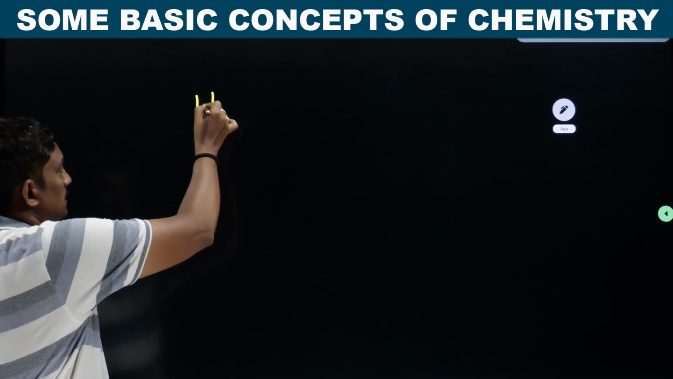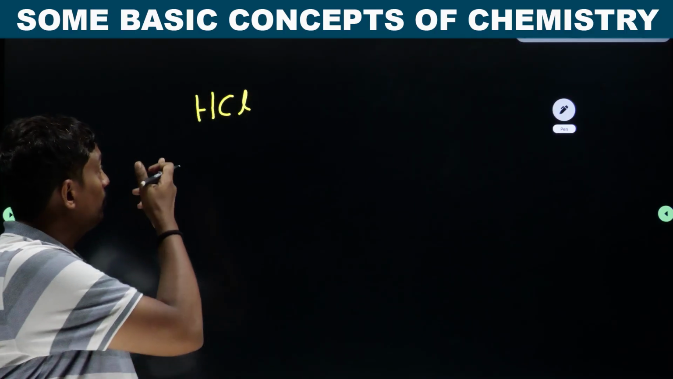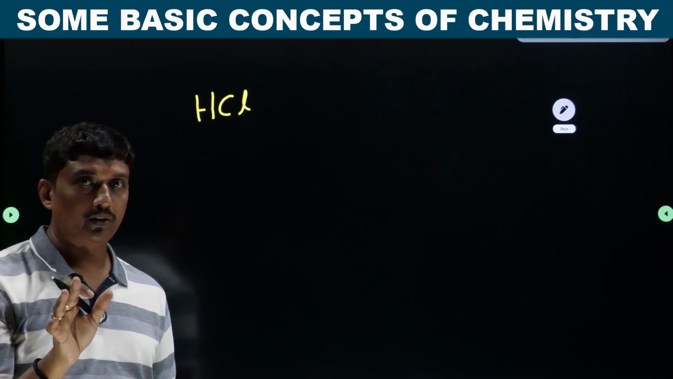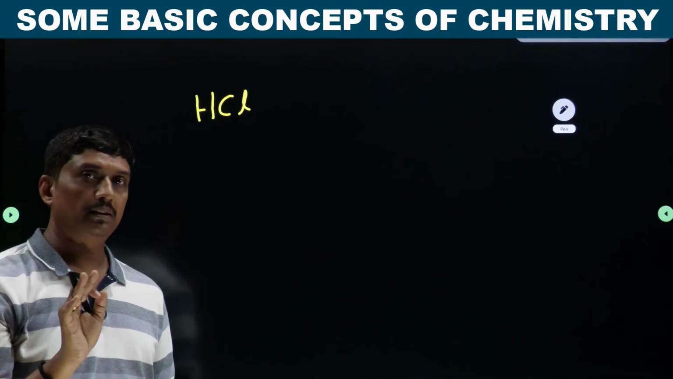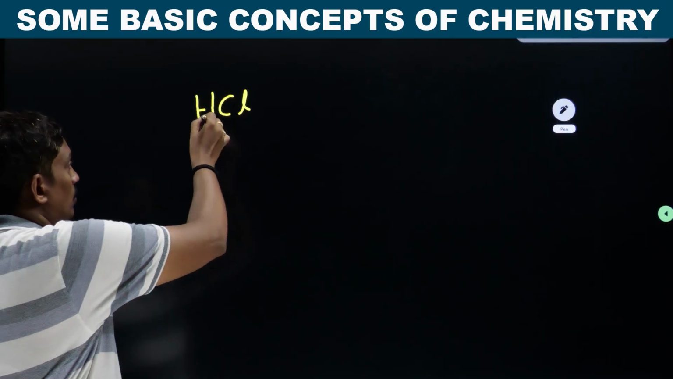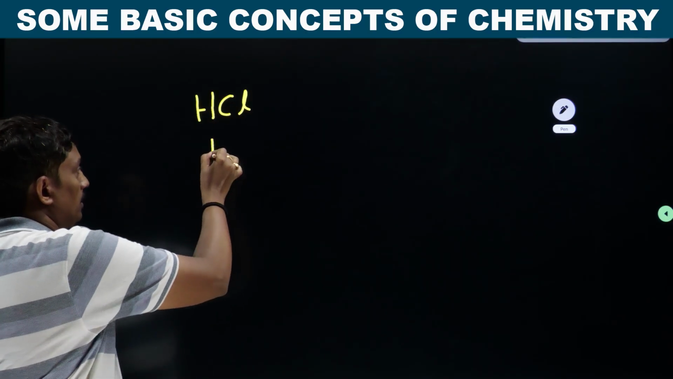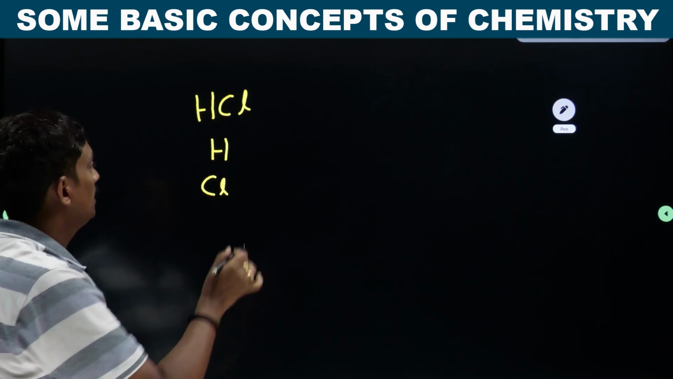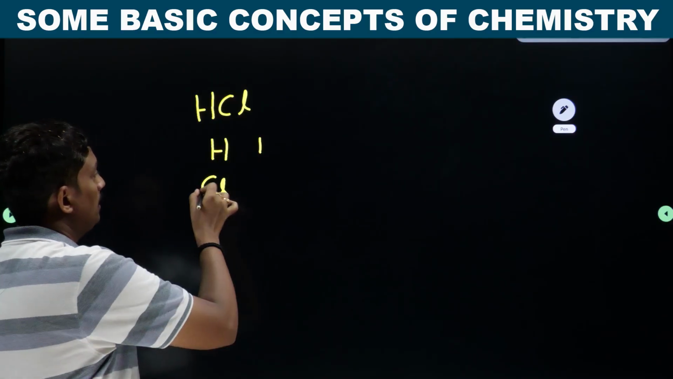Take HCl. Now you are using that atomic mass number. If you are familiar, it is easy to solve; otherwise, it is difficult. So first, the same procedure we are following. It is a molecule. Write the elements: hydrogen, and another is chlorine. Only one hydrogen is there, so simply we can write 1.